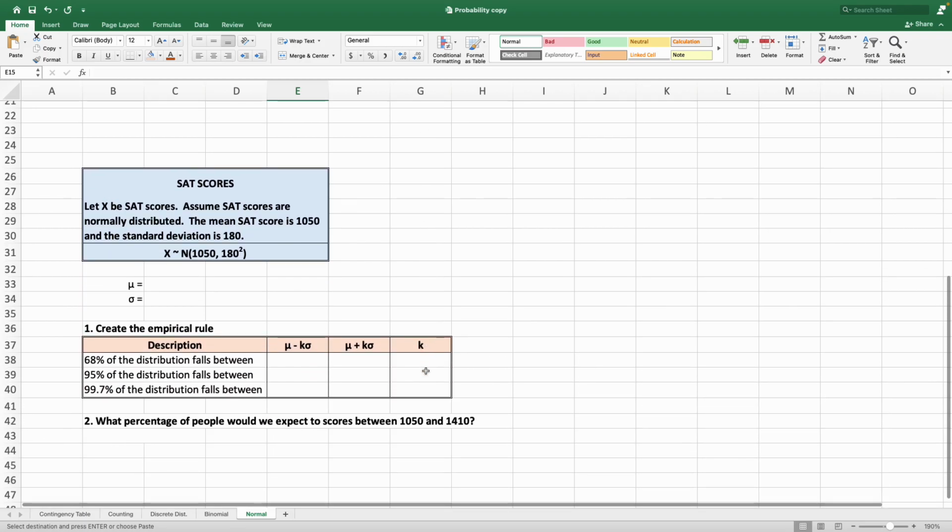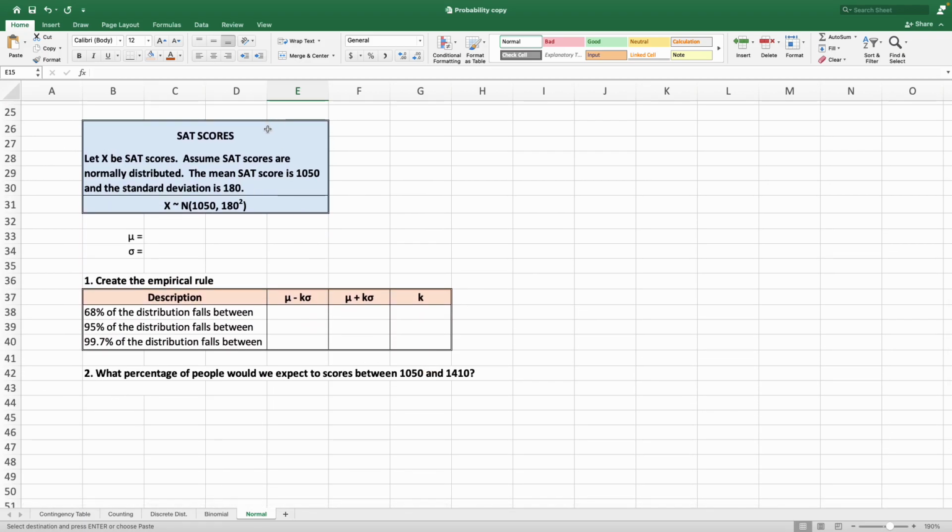So now let's do an example with SAT. Recall we did a problem with SAT scores. So let x be SAT scores. Assume that the SAT scores are normally distributed. The mean of the scores is 1050 and the standard deviation is 180. So that means x is distributed normal, mean 1050, and standard deviation of 180, so variance is 180 squared. So I'm just going to rewrite this down here. So mu here is 1050, sigma is 180.